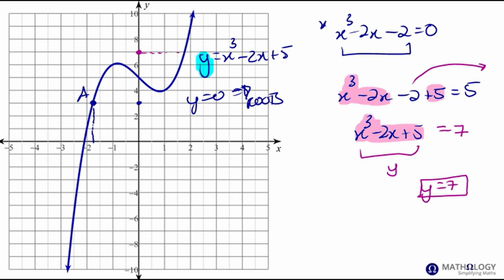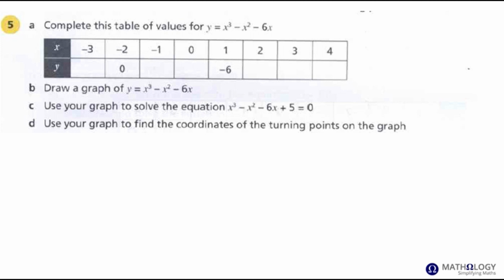We move across to the function and then drop a perpendicular down, and we're going to read that x value off. Question 5, again, we have a table of values here. We can substitute every x value into the function, find the corresponding y value, and then plot all of those points and draw a smooth curve through them.